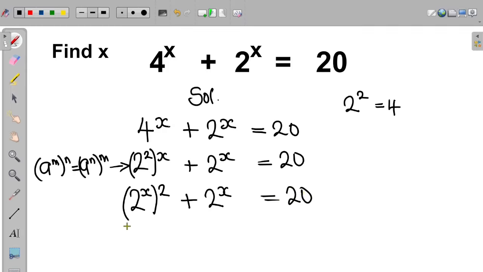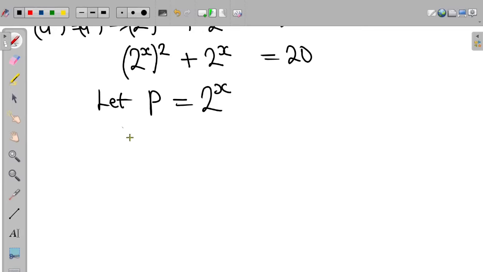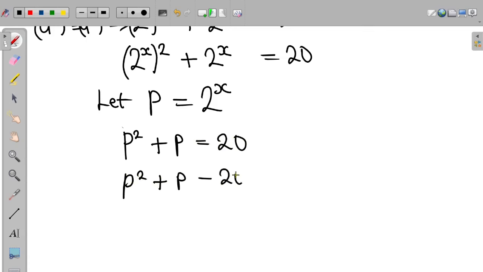Now at this point, we can make a simple substitution. So we have that let p be equal to 2 to the power of x. Now at this point, the equation in terms of p becomes p squared plus p equal to 20. So therefore, this becomes p squared plus p minus 20 equal to 0.